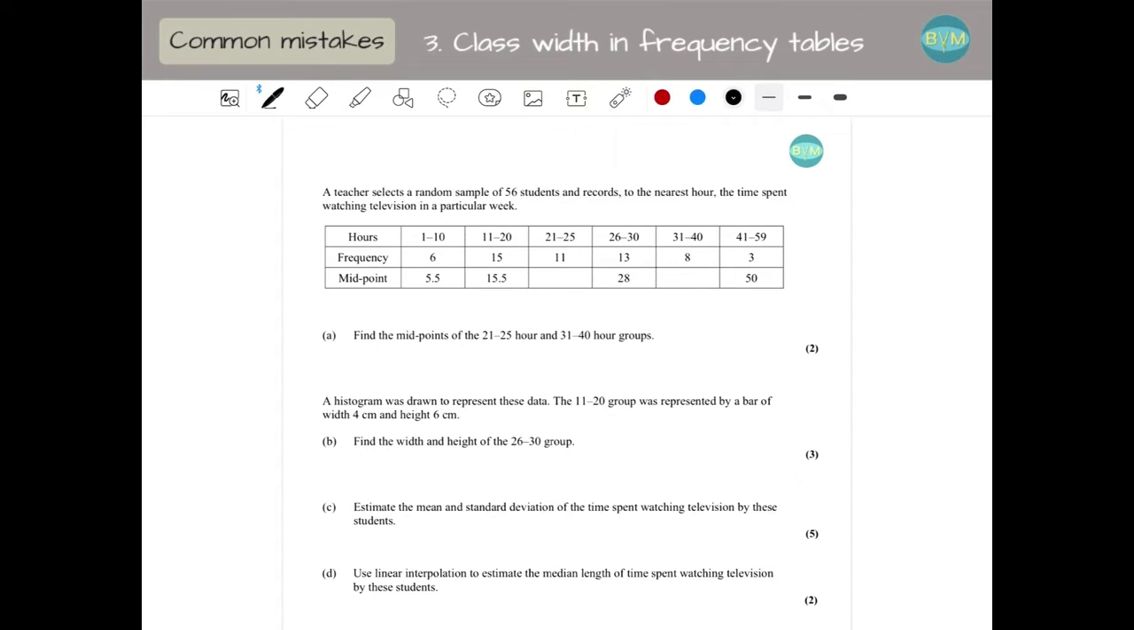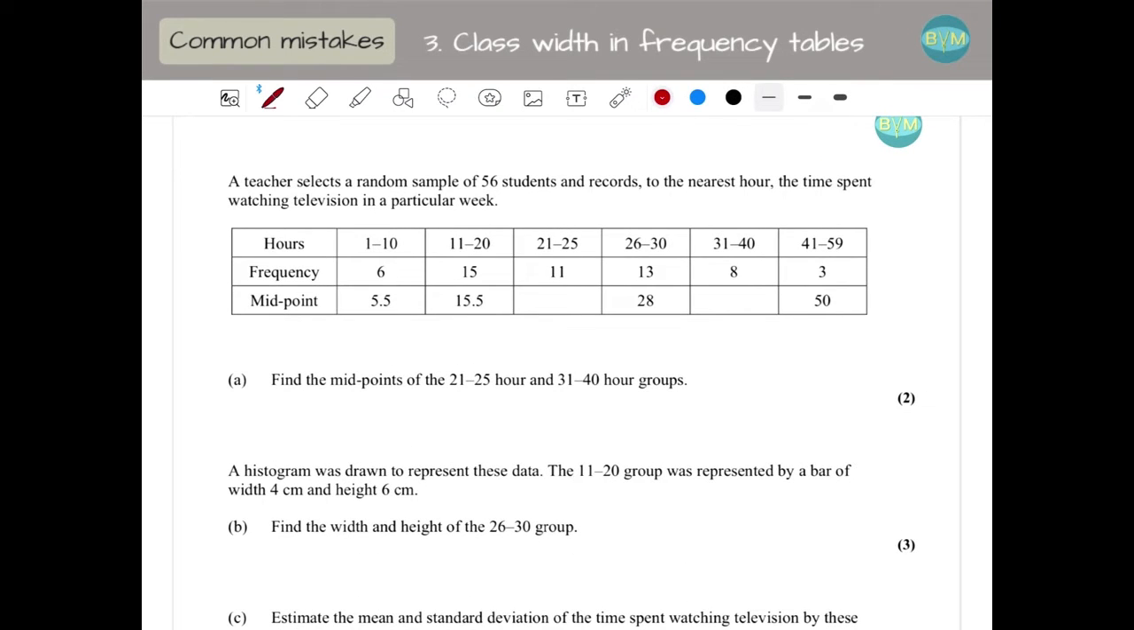So actually, the intervals are really between, for example, the first one will be between 0.5 hours and 10.5. The next one will be between 10.5 and 20.5. The next one between 20.5 and 25.5, because we are rounding, right? So we have to add these bits of 0.5 up and down on our intervals. If you check this interval, it is actually between 20.5 and 25.5, not between 21 and 25.